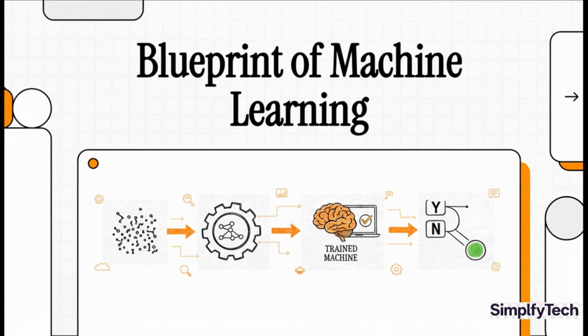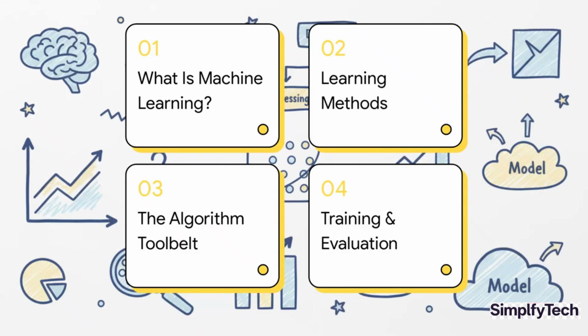You hear the term machine learning thrown around all the time, right? It's in your phone, it's in your car, but what is actually going on under the hood? Well, today, we're pulling out the complete blueprint. We're going to show you exactly how we build a machine that can genuinely learn, think, and make decisions all on its own. So to really get this, we're going to walk through 4 key steps.